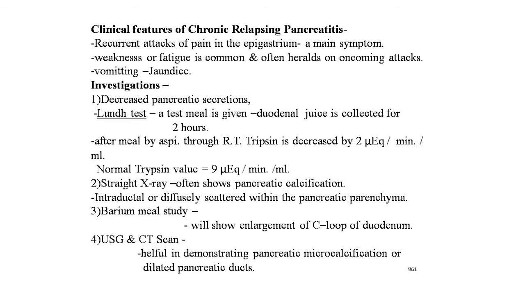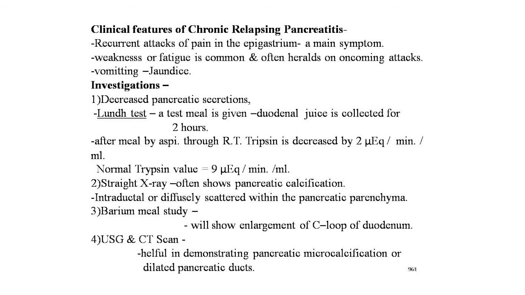Lundh test: a test meal is given. Duodenal juice is collected for 2 hours after the meal by aspiration through the Ryle's tube. Trypsin is decreased to 2 microequivalents per minute per ml. The normal trypsin value is 9 microequivalents per minute per ml.